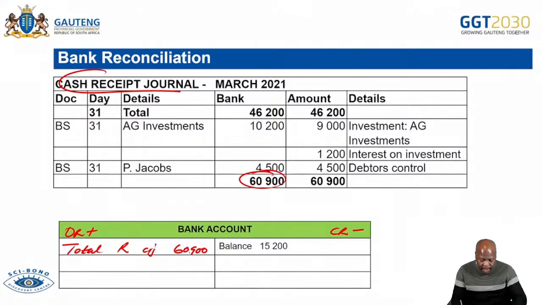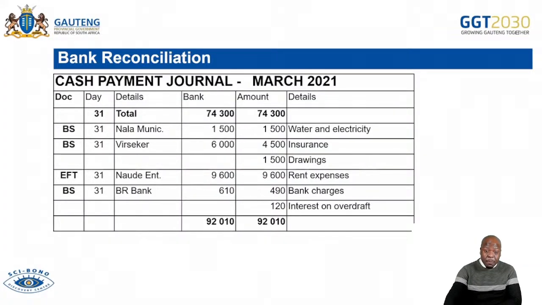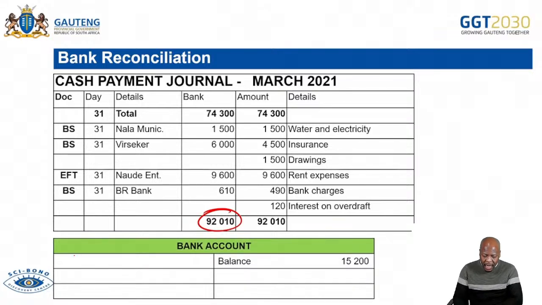Okay, then let's go on to the next one. The next one is the cash payments journal. In the cash payments journal, our total is 92,010. So we're going to record that one. Remember already, I have my total receipts here from the CRJ. Who still remembers how much that was?